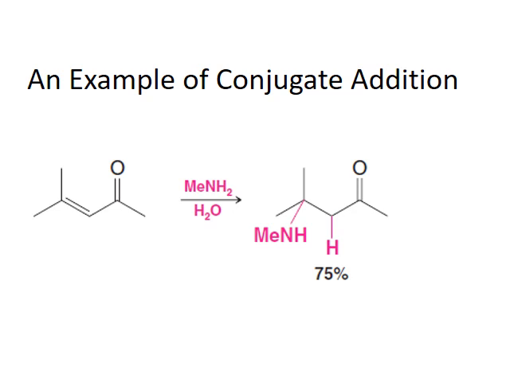Here is an example of addition of a weak nucleophile, a primary amine, ethylamine, in water to an alpha, beta unsaturated ketone, which gives about 75% of the addition product at the beta carbon.